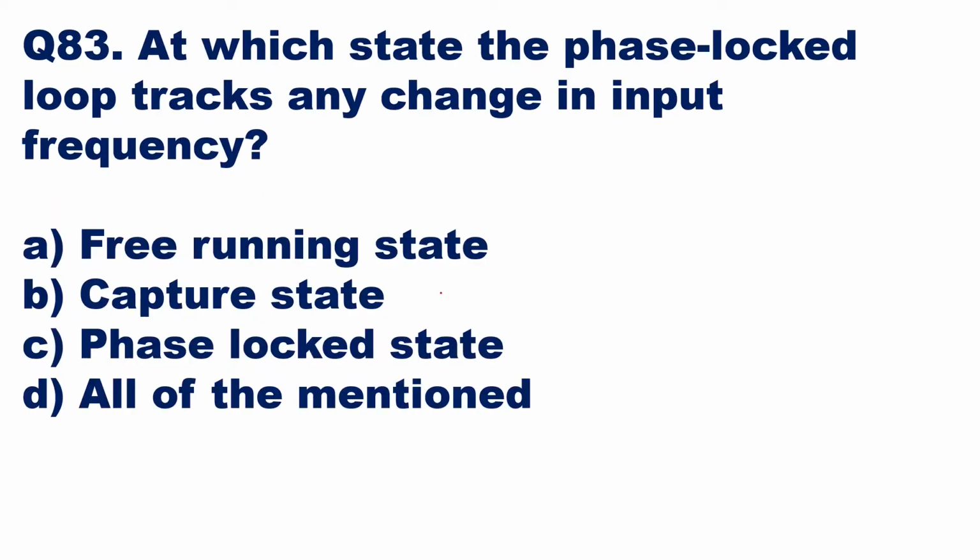At which state the phase lock loop tracks any change in input frequency? Now here the options are free running state, capture state, and phase lock state. Now these three states are the states of PLL in which it is going to work. Before you apply the input, it is free running state. After you apply the input, it is a capture state. And after you hunt and lock to a particular frequency, it is phase lock state.